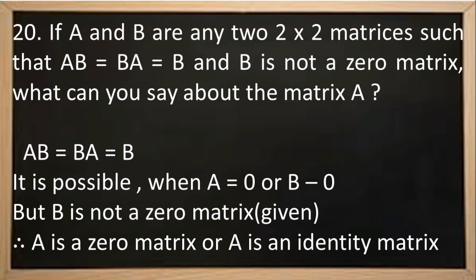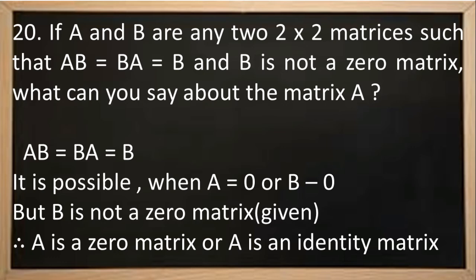If A and B are any two 2 by 2 matrices such that AB is equal to BA, A is equal to B, and B is not a zero matrix, what can you say about the matrix A? This is like a general rule. In general, AB is not equal to BA. This concept was very clear for us, because the commutative property of multiplication does not hold good for multiplication of matrices. But here it is a condition.